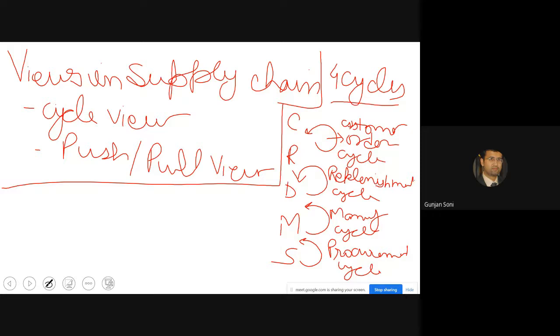Then in the replenishment cycle, a retail order is triggered, then retail order entry just like customer order entry, retail order fulfillment just like customer order fulfillment, and retail order receiving. So all these activities are more or less the same in both the cycles. But in the manufacturing cycle, things will be different. Unlike replenishment and customer cycles, the activities of the manufacturing cycle are very much different.